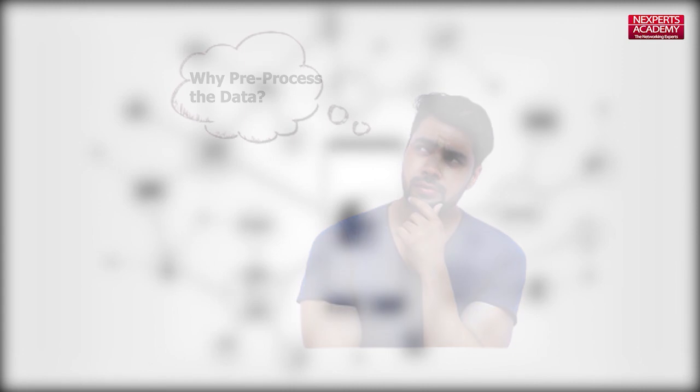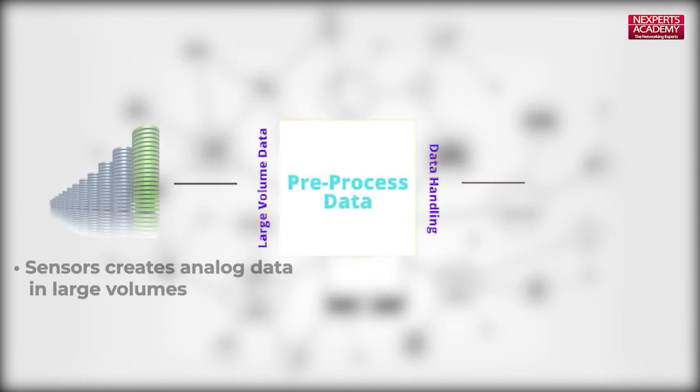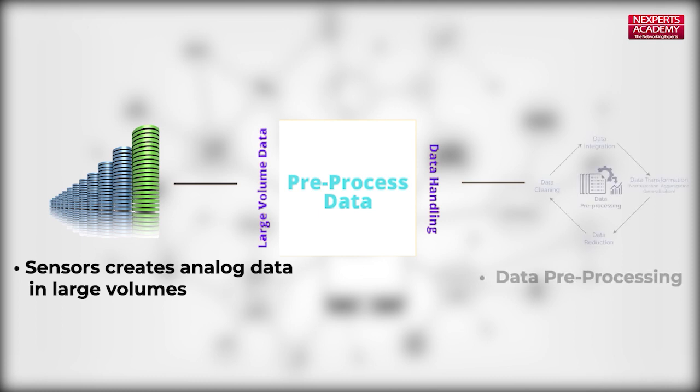Why pre-process the data? It is because the analog data streams that come from sensors create large volumes of data quickly. To make the process more efficient, it's best to pre-process it.